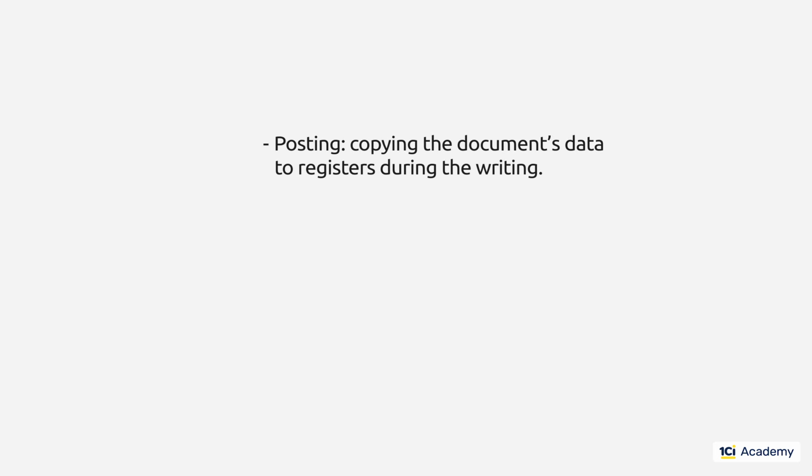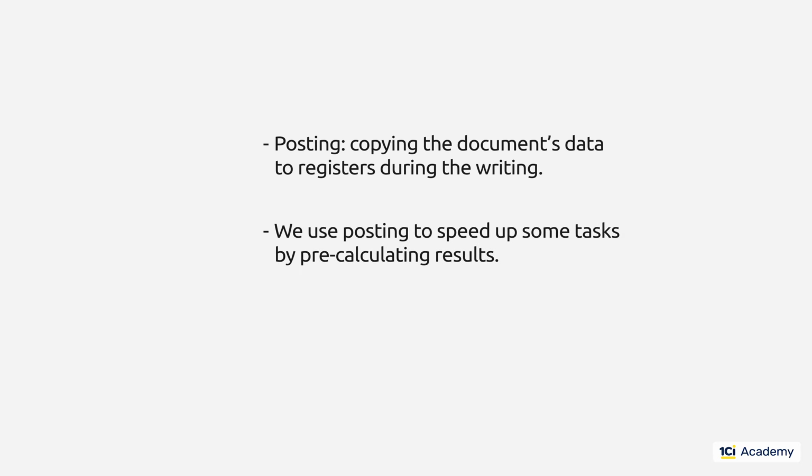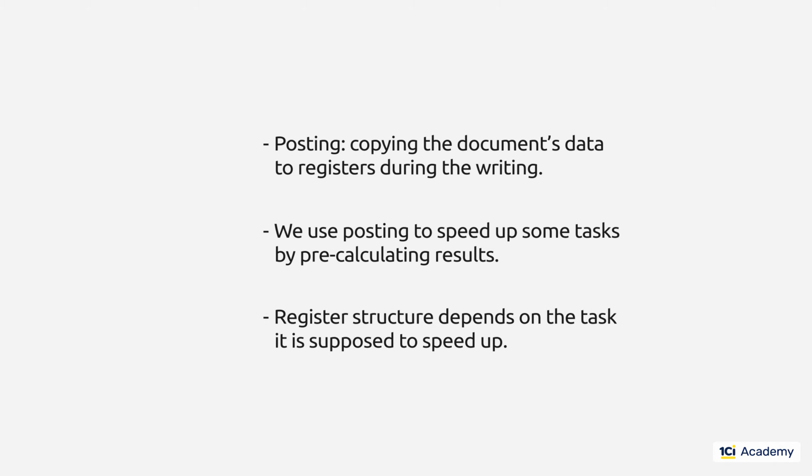Posting basically makes the copy of the document data to registers that perform all calculations and store the results. We choose the register type and structure depending on the task. Therefore, we usually create a separate register for each specific task we need to speed up. I'll talk you through the registers, their purposes and structures in the next 2 episodes. Now let's take a closer look at posting.